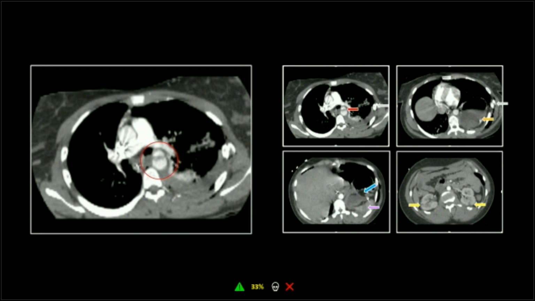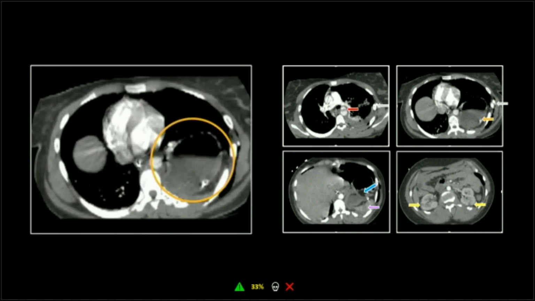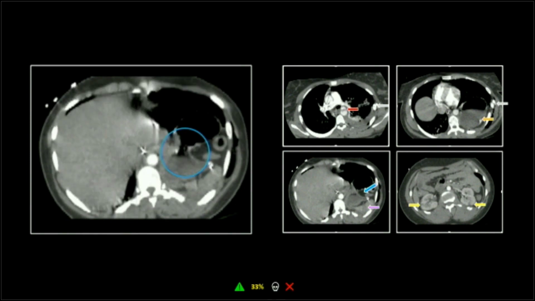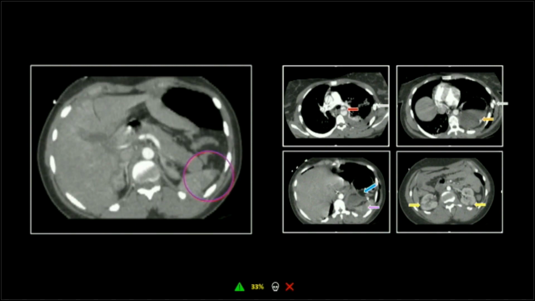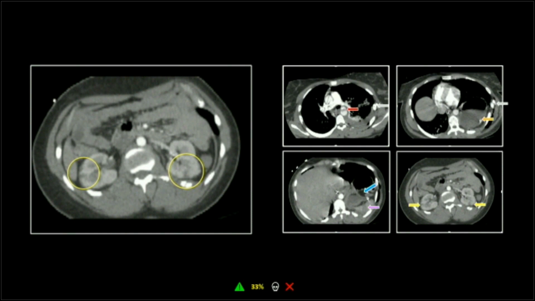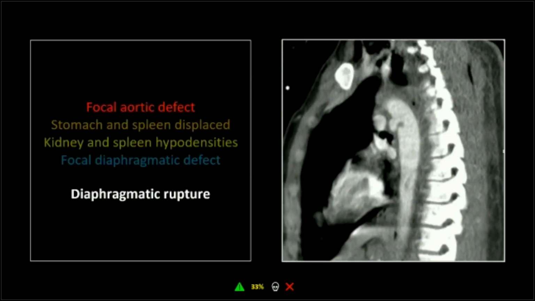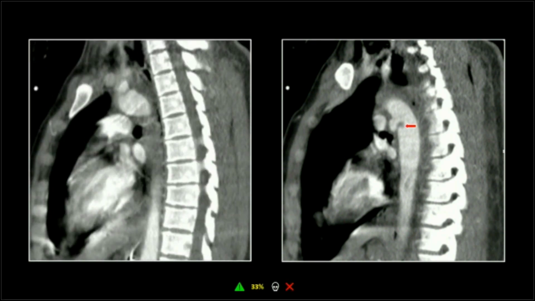So there's that aortic laceration. And here's the stomach up in the left hemithorax, and there it's waisting, going right through a smaller diaphragmatic defect. There's actually a liver laceration, and then again, those splenic abnormalities and the renal ones. This is particularly nice on the coronals, but here's the sagittal. It shows that aortic laceration very nicely with a big flap.